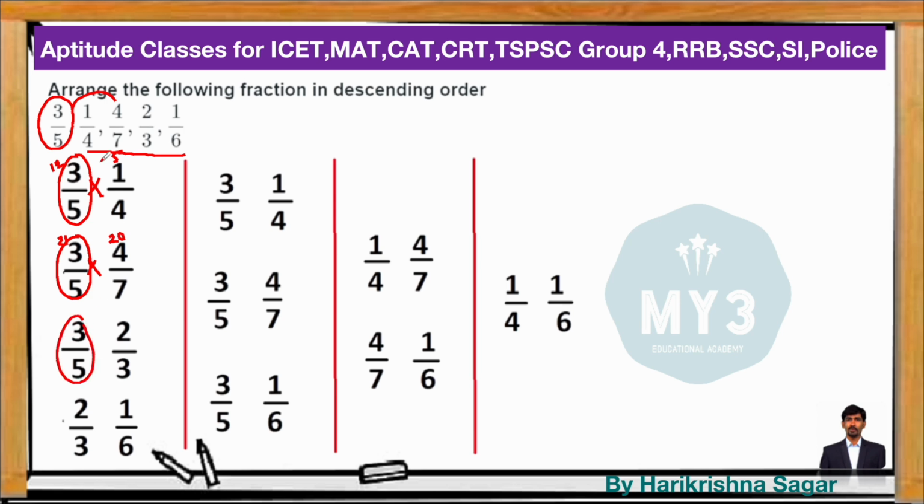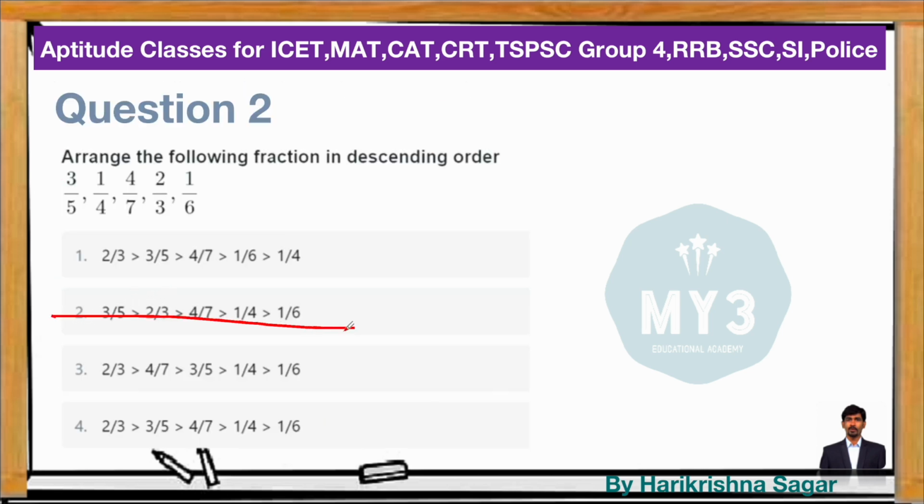Now 3 by 5, check with the third fraction, 2 by 3. 3 into 3 is 9, 5 into 2 is 10. I understand 2 by 3 is greater. Now check 2 by 3 with the leftover last fraction, 1 by 6. 6 into 2 is 12, 1 into 3 is 3, 12 is greater. That means overall, among these fractions, 2 by 3 is the greatest. So look at the options. Here I am able to eliminate only one option, and all the remaining are possible answer choices.